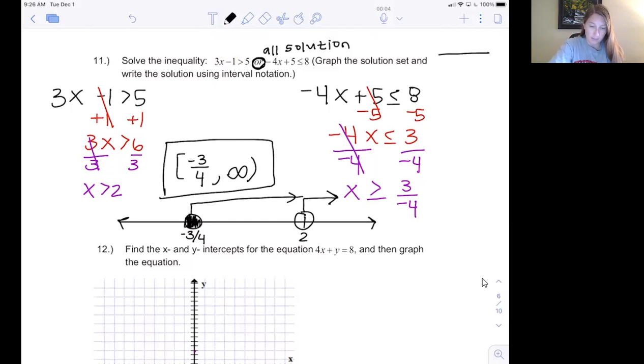So this is just a note. If you were to graph something and you had it like this and like this, remember, let's say this is 2 and 3. You would write negative infinity to 2, and then you use the union, which is saying and, 3 to infinity. Okay? So there's that.